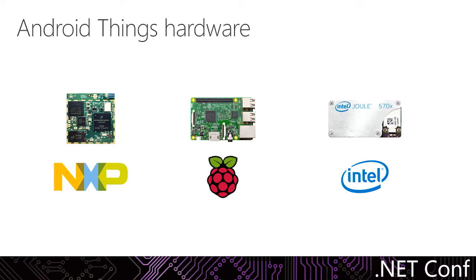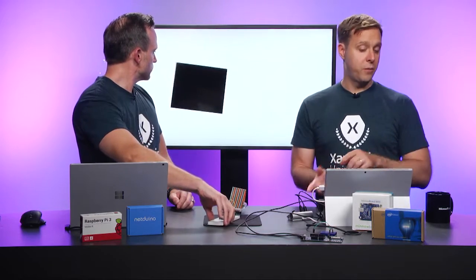Keep in mind, this is the Pi 3 only. Unlike Windows UWP, for example, which supports the Pi 2, you will need a Pi 3 for Android Things.